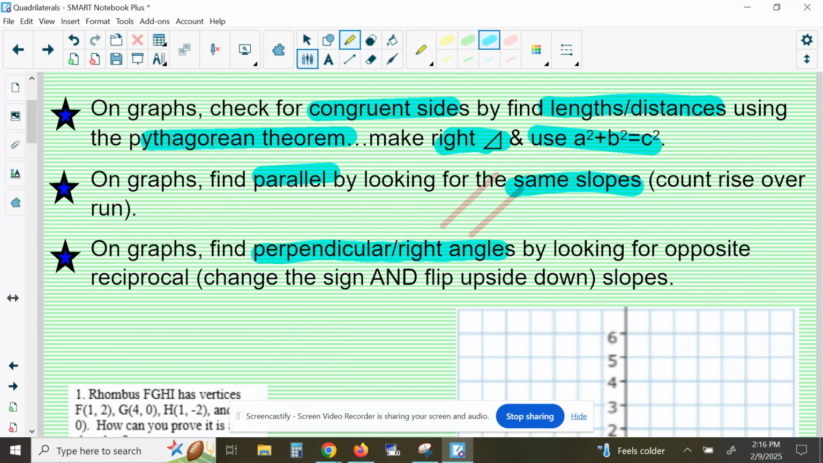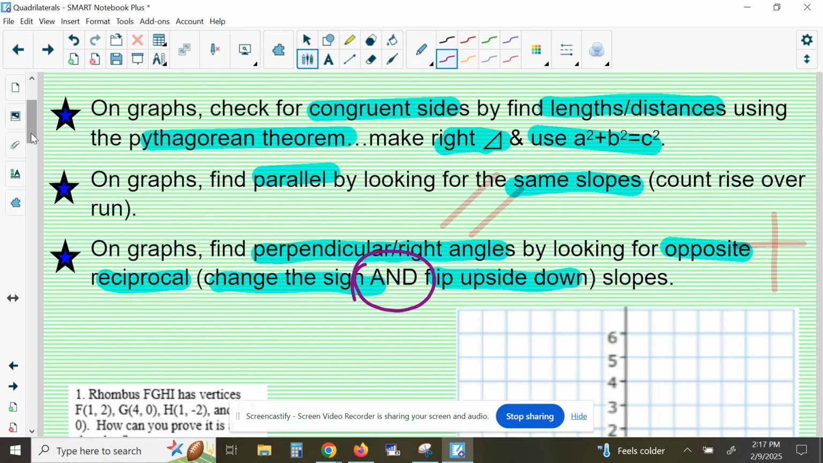And the third little star says on graphs, we're going to find perpendicular. Also, that means right angles. So things that meet perpendicularly, like this, form right angles if they have opposite reciprocal slopes. So remember, we're going to be looking for opposite reciprocal slopes, which means we're going to change the sign and flip it upside down. So make sure you do opposite and reciprocal. I'm going to circle that because sometimes you guys just like to do just one of them instead of both. So change the sign and flip it upside down.